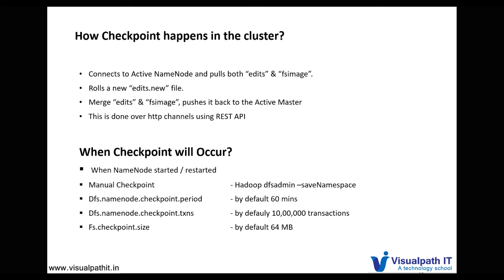If 1 million transactions happen on the edits file, checkpointing will occur automatically. No need to wait. Each transaction is a cluster operation; each record we call a transaction. One more is fs.checkpoint.size, the file system checkpoint size. If it reaches the default 64 MB in Hadoop 1x, checkpointing will happen automatically. These are the 5 scenarios where checkpointing will occur automatically if any one scenario is met.